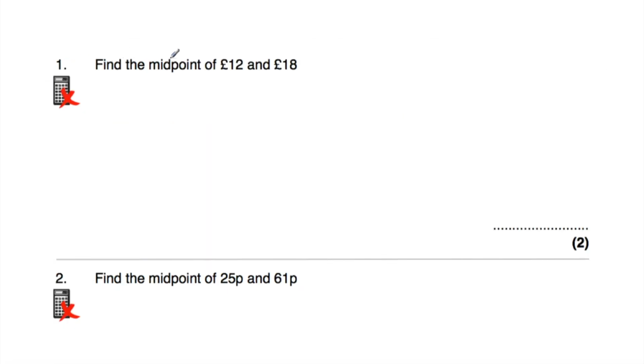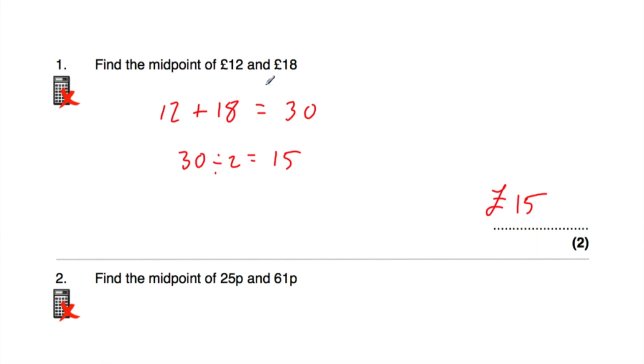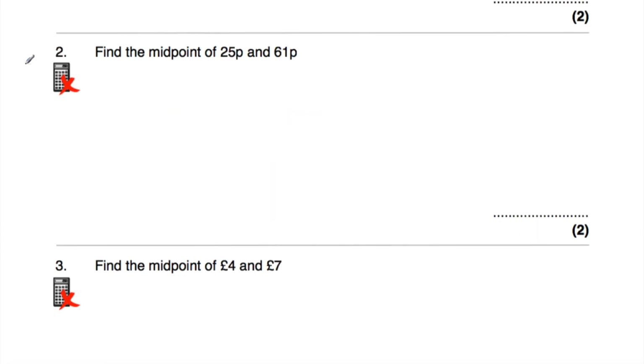Question number 1 says, find the midpoint of £12 and £18. Whenever I'm finding the midpoint of two numbers, what I tend to do is add the two numbers together and then divide by 2. So 12 plus 18 is equal to 30. And if we take 30 and divide it by 2, that is equal to 15. So the midpoint of £12 and £18 is £15. Whenever we find the midpoint of two numbers, we can just add them together and divide by 2, and that will tell us the midpoint. So let's have a look at question number 2.